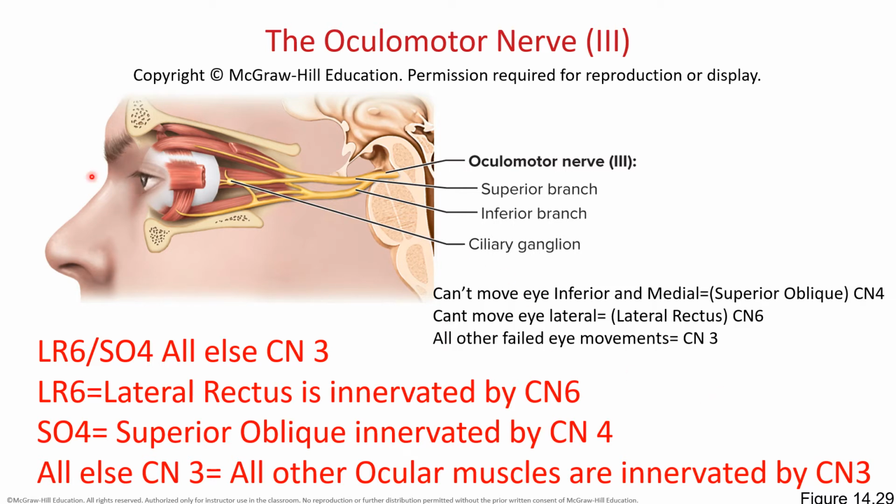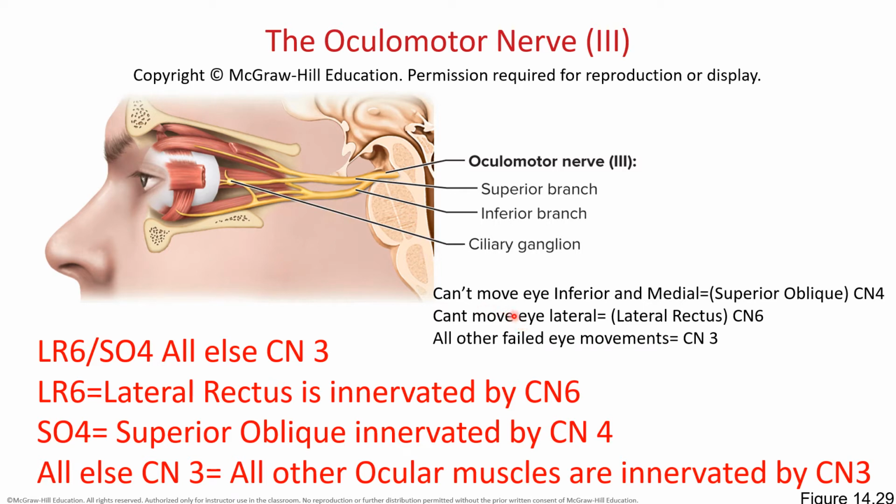So here's the patient here. To test these cranial nerves 3, 4, and 6, we could have them follow your finger. So you'd have them go here, here, here. You would do different patterns to test all the different ocular muscles. So by knowing this information, we can actually narrow it down and figure out which cranial nerve is damaged.